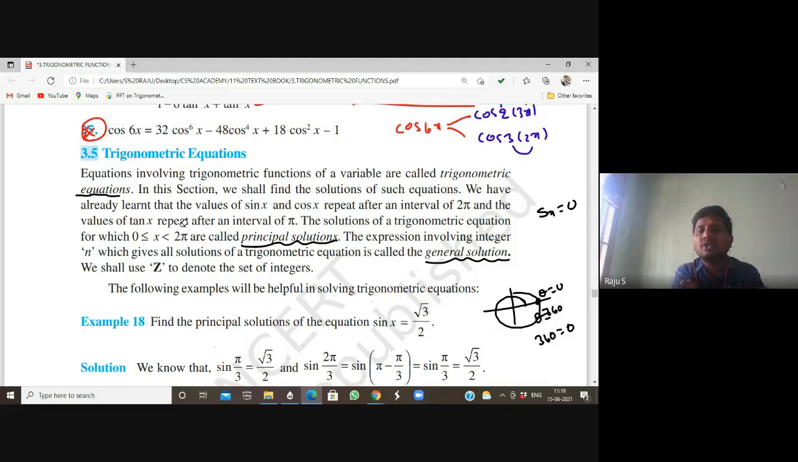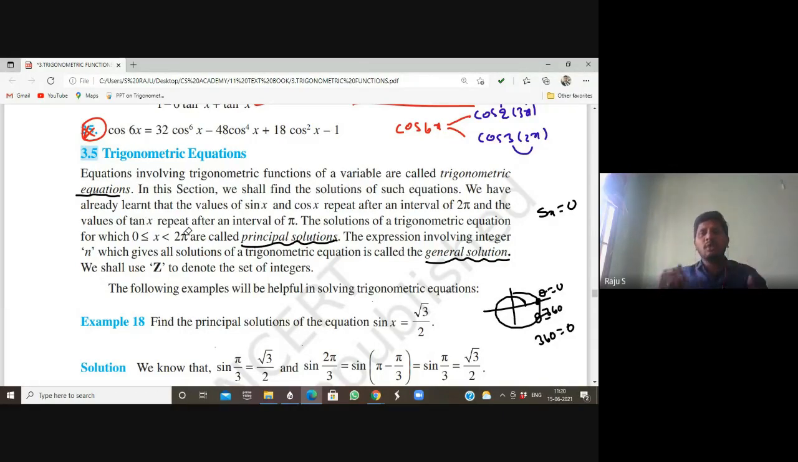Already we are equating to 0, so x is greater than or equal to 0 and less than 2 pi. When you take equal to 0, you should not take 2 pi; when you take equal to 2 pi, you should not take 0 also. Very simple. The x value belongs to 0 to 360, the first rotation. Then that solution is called the principal solution.